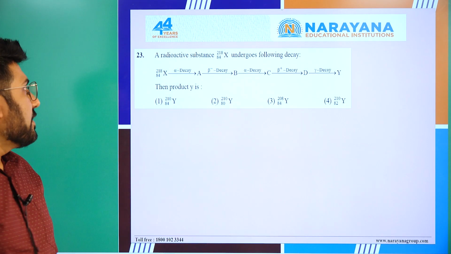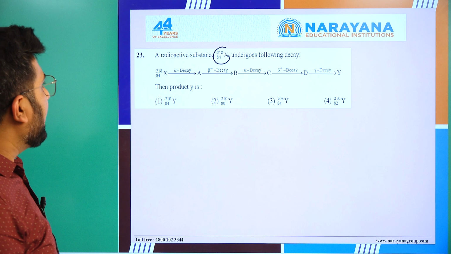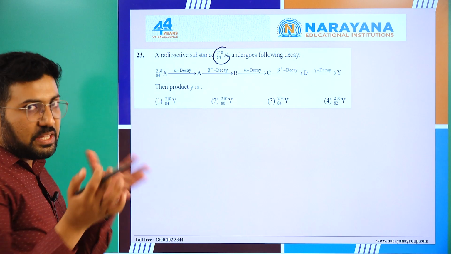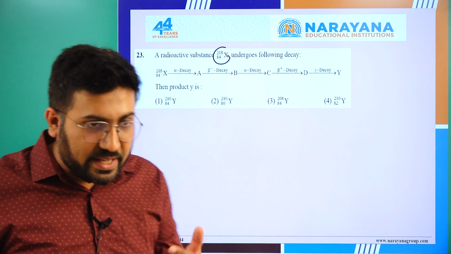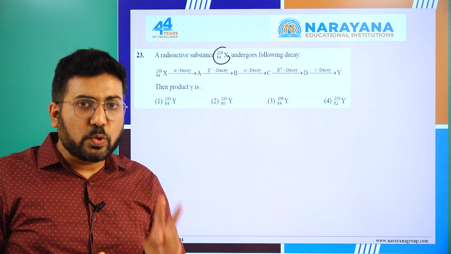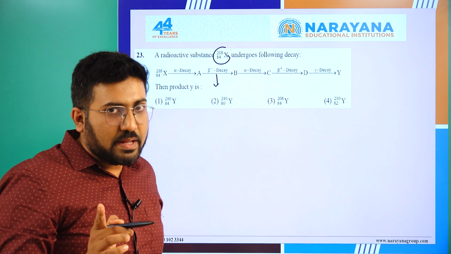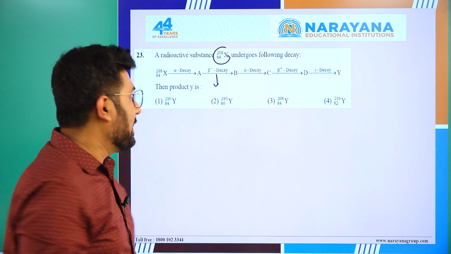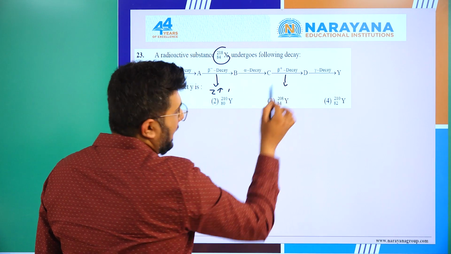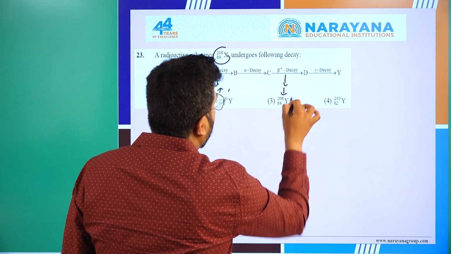In this question, we have been given a radioactive substance X 84 218 which undergoes the following decay. Before starting the question, you must remember that in an alpha decay, the mass number decreases by 4 and the charge number decreases by 2. In a beta minus decay, the mass number remains the same, but the charge number Z increases by 1. And in a beta plus decay, the mass number remains the same, but the charge number decreases by 1.